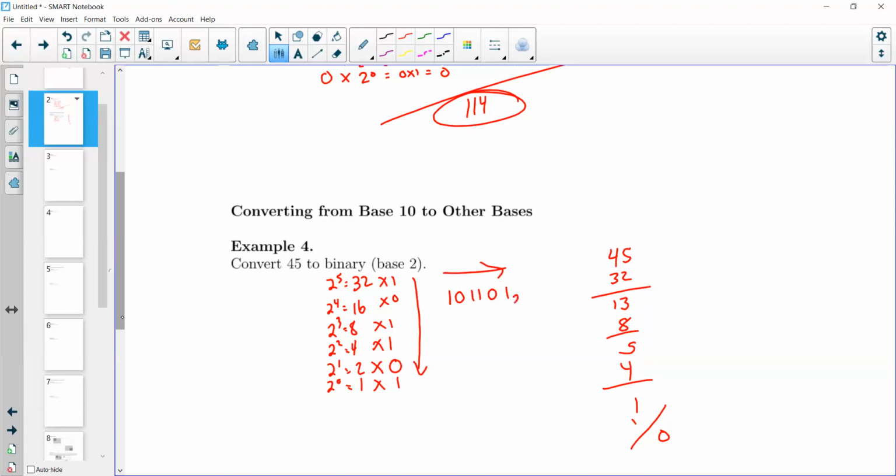And don't forget the base. Because if that little 2 is not there, that number is 101,101. Because base 10, we don't put the base. Every other base we have to. Any questions?